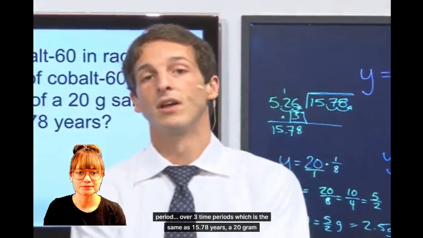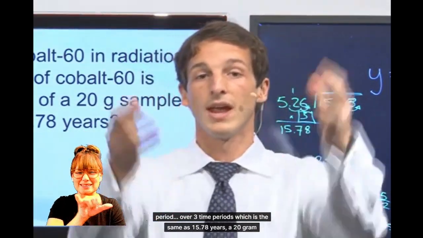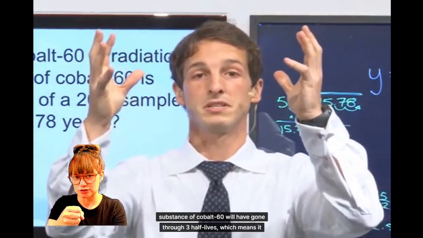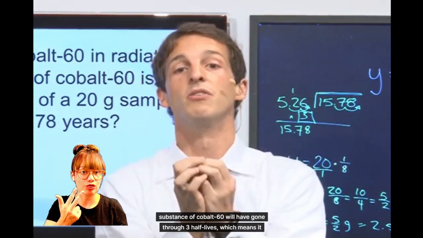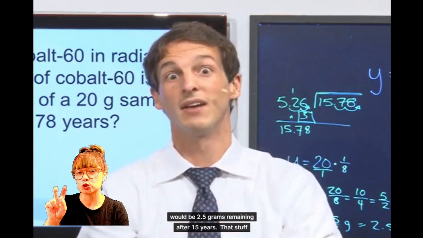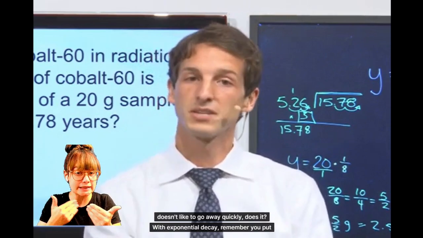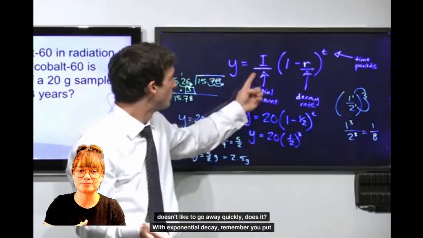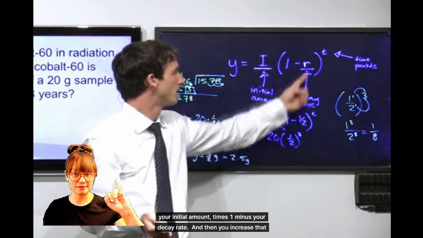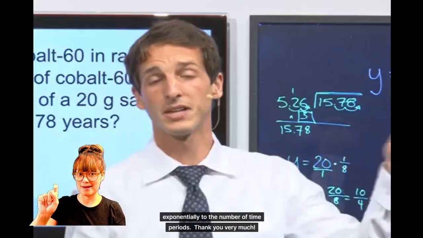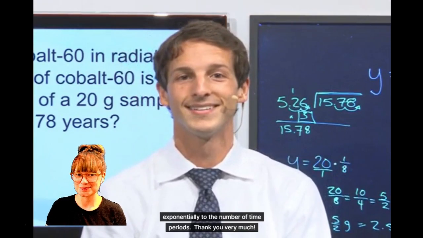So over 3 time periods, which is the same as 15.78 years, a 20-gram substance of cobalt-60 will have gone through 3 half-lives, which means it would be 2.5 grams remaining after 15 years. That stuff doesn't like to go away quickly, does it? With exponential decay, remember, you put your initial amount times 1 minus your decay rate, and then you raise that exponentially to the number of time periods. Thank you very much.